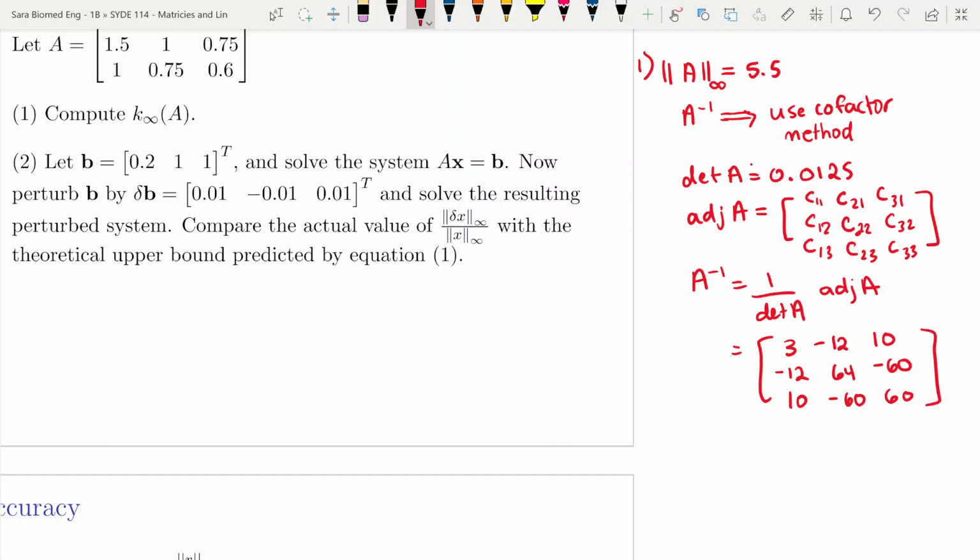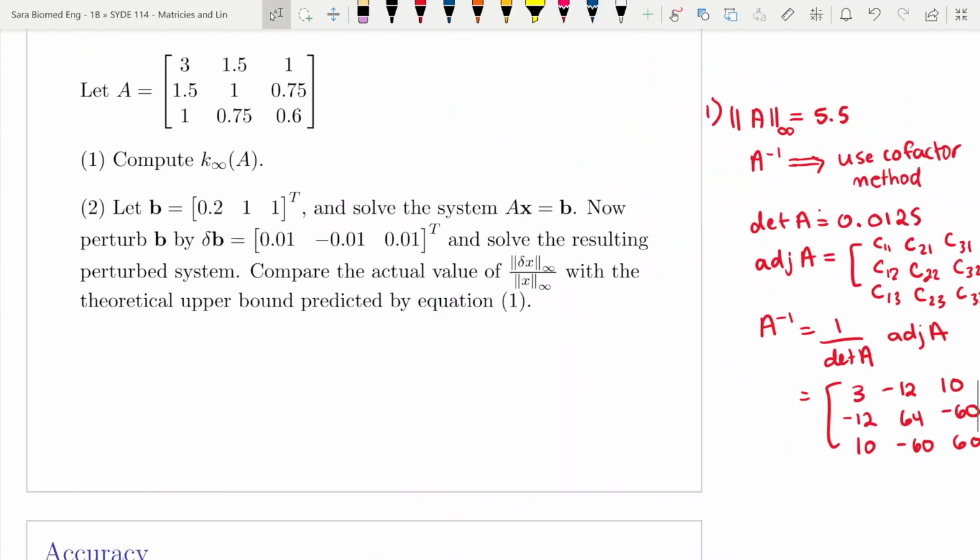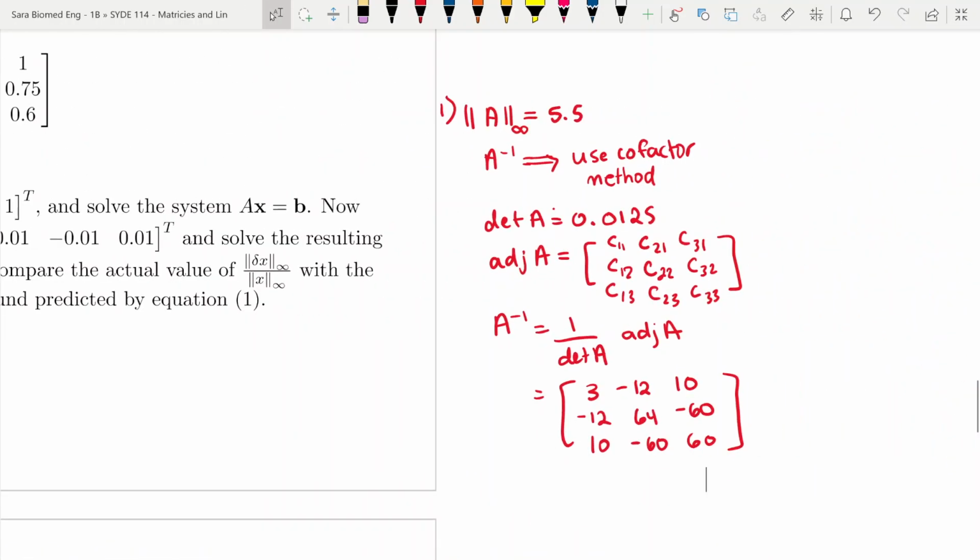So the inf norm of A will be the max. We're going to sum the first row, so it's going to be 3 plus 1.5 plus 1, so it's 5.5. Second row, 3.25. Third row, 2.35. So the max is 5.5.